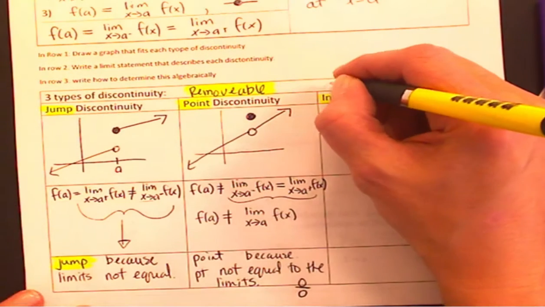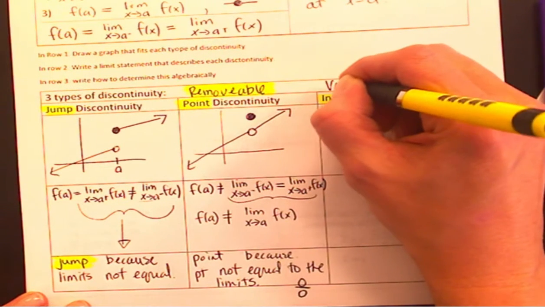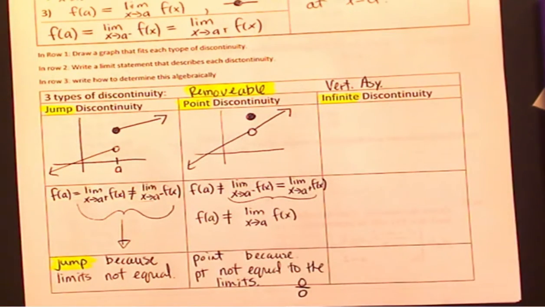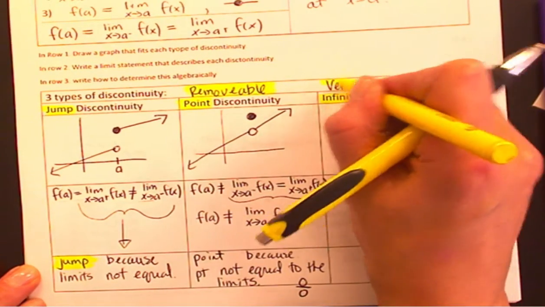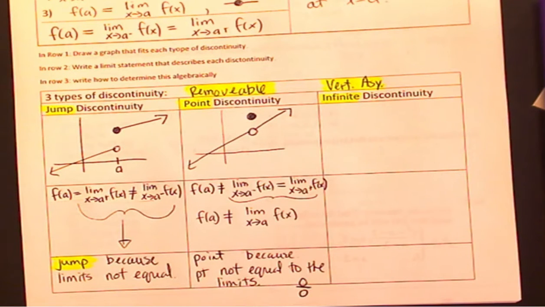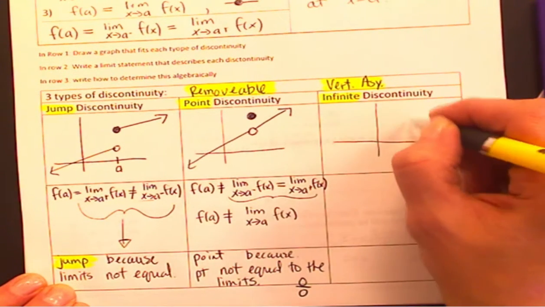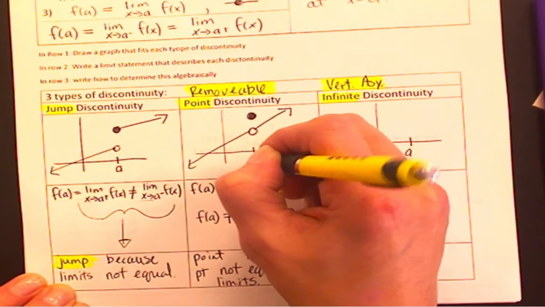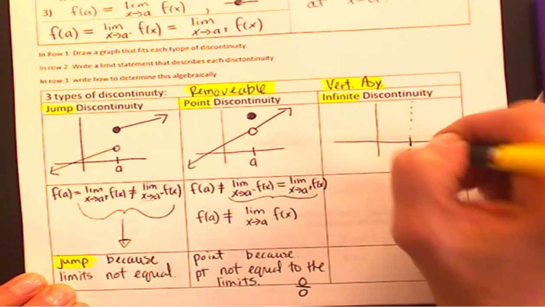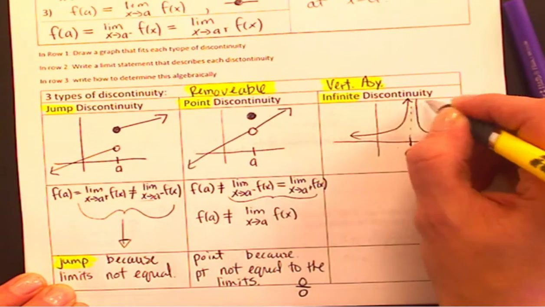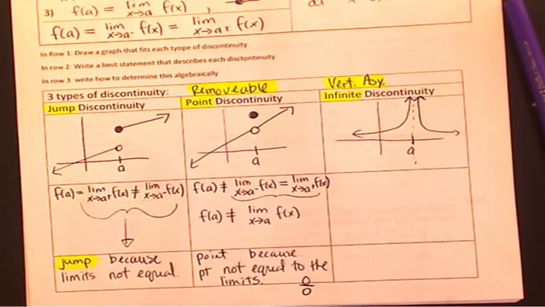Infinite discontinuity, another word for that is vertical asymptote. We don't usually call it an asymptote discontinuity, but that's what it is. It's a vertical asymptote that's causing a discontinuity. Okay, so let's draw. And I'm going to draw this. I'm going to draw the two arrows in the same place. They don't necessarily need to be in the same place, but I'm going to draw them that way just because.